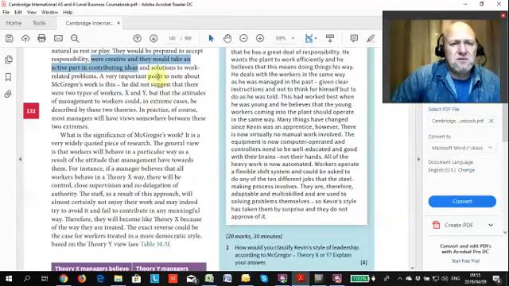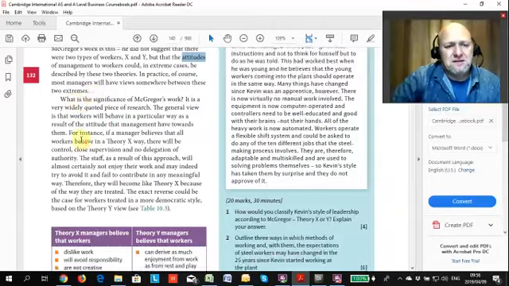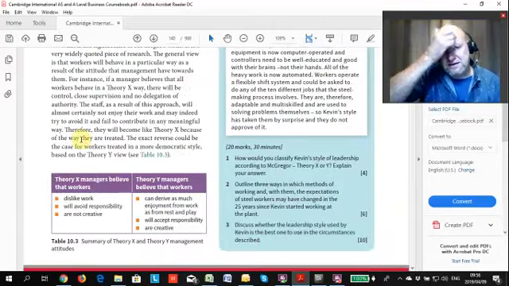So, a very important point to note about McGregor's work is this. He did not suggest that there were two types of workers, X and Y, but that the attitudes of the managers to workers could, in extreme cases, be described as these two theories. In practice, of course, most managers view somewhere between these two extremities. So if you had to plot a graph, X and Y, you could probably plot it and see which style you would take.